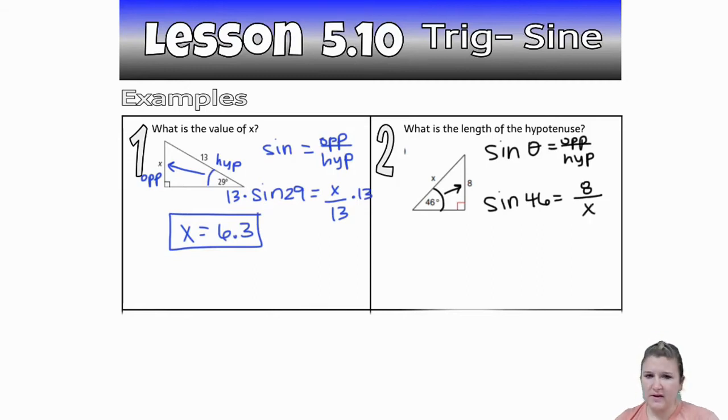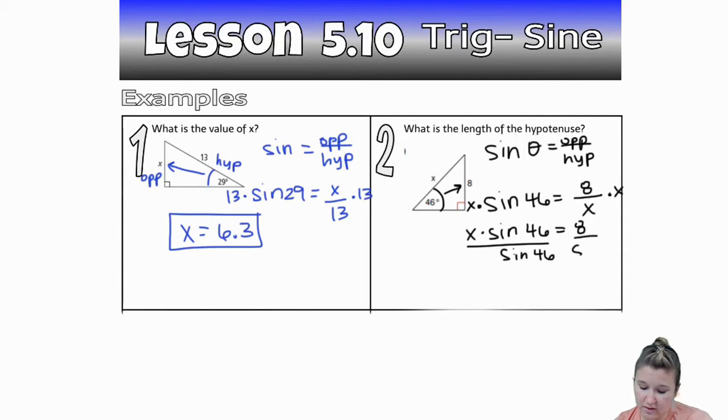Now, to get rid of the divided by x, it's kind of hard to take that and get rid of that in one step. So what I'm going to do is multiply by x on each side, and that gives me x times the sine of 46 is equal to 8. And now I'll divide by the sine of 46. And so now what happens is basically x and sine switched. That's not a mathematical term, so it's not a mathematical reasoning for it, but what ended up happening is that they switched.